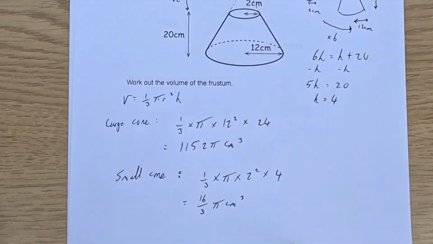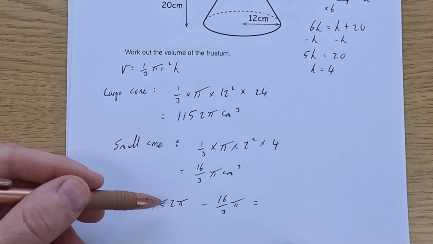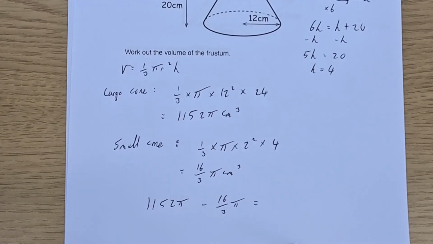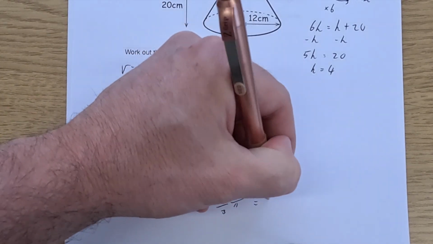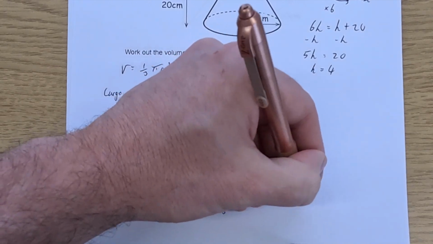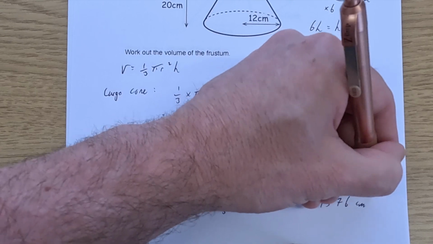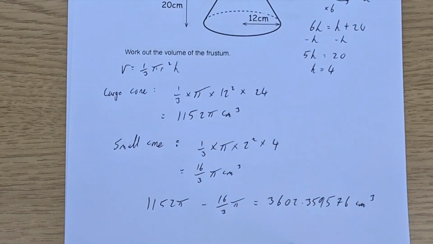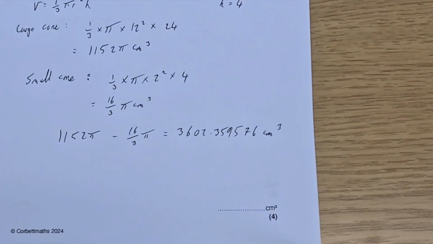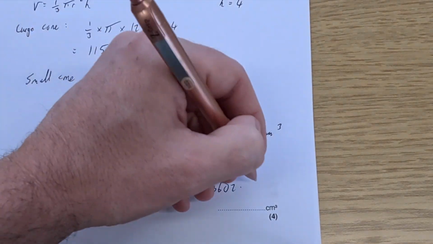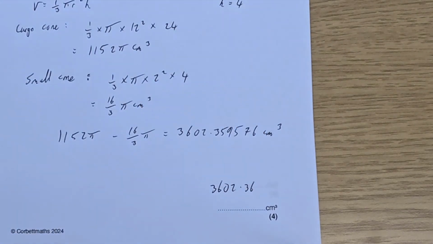So let's do that. And when we do 1,152 pi take away 16/3 pi, we get an answer of, and I'm going to write it as a decimal number here, 3,602.359576 centimeters cubed. And I'm going to round it to 2 decimal places. So the answer to 2 decimal places would be 3,602.36 centimeters cubed. And that's it.